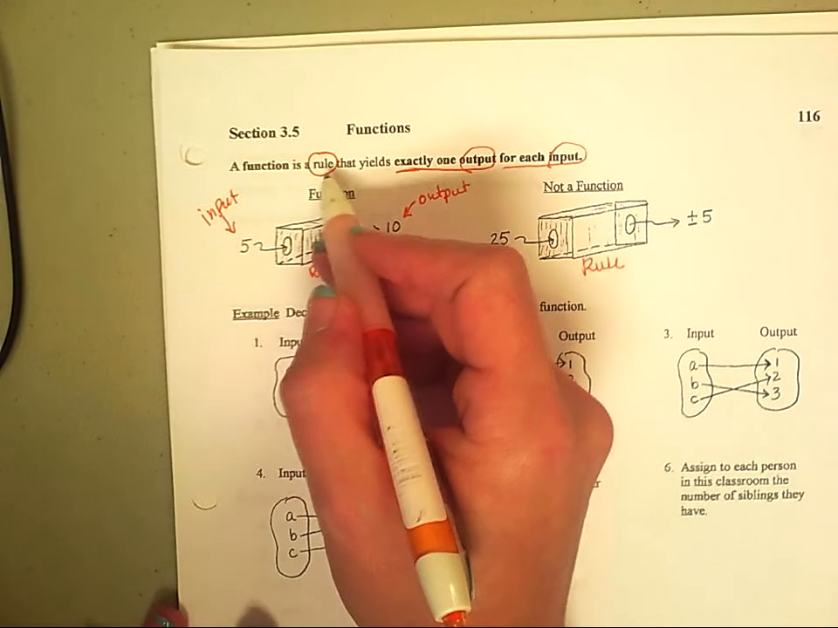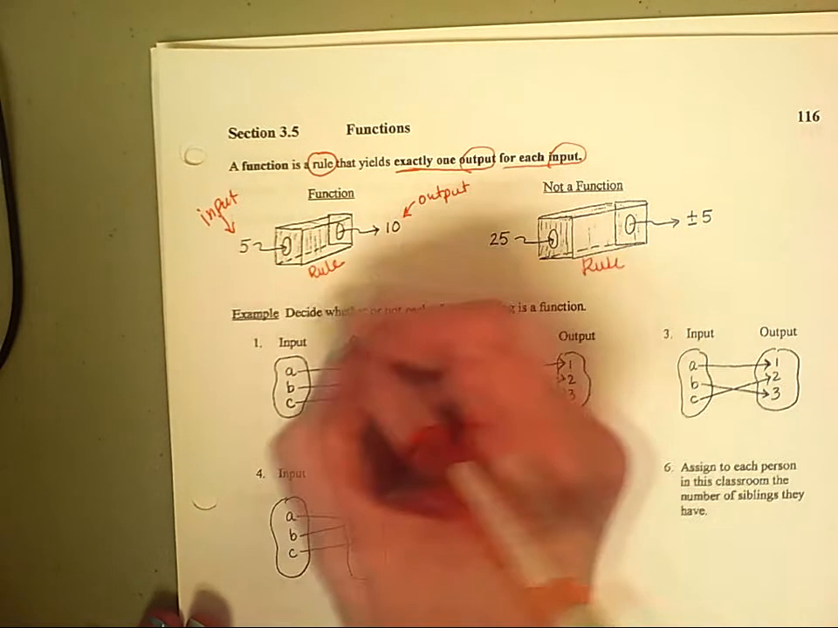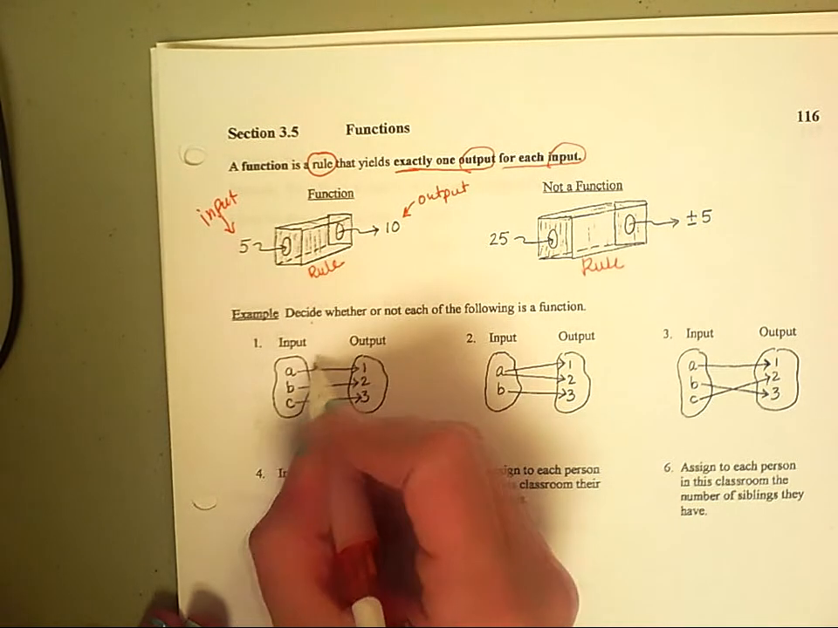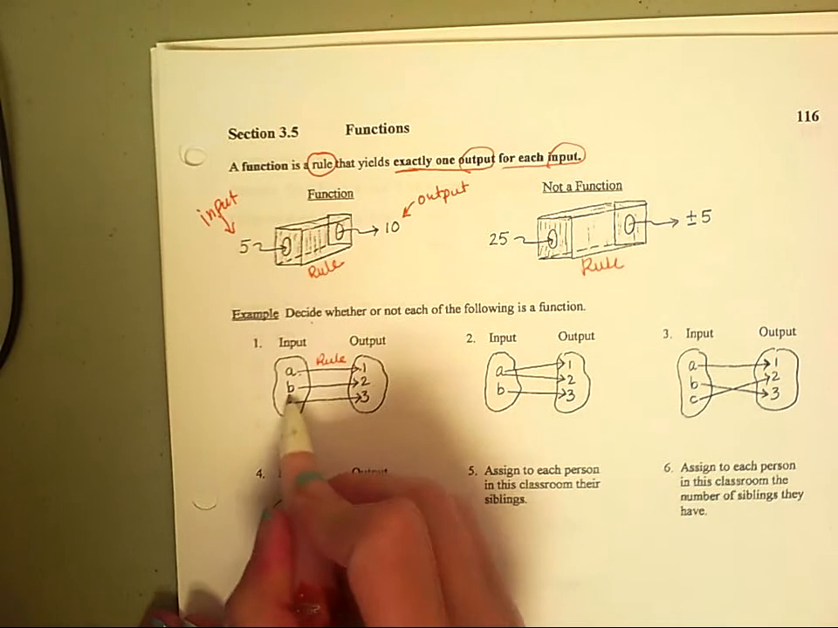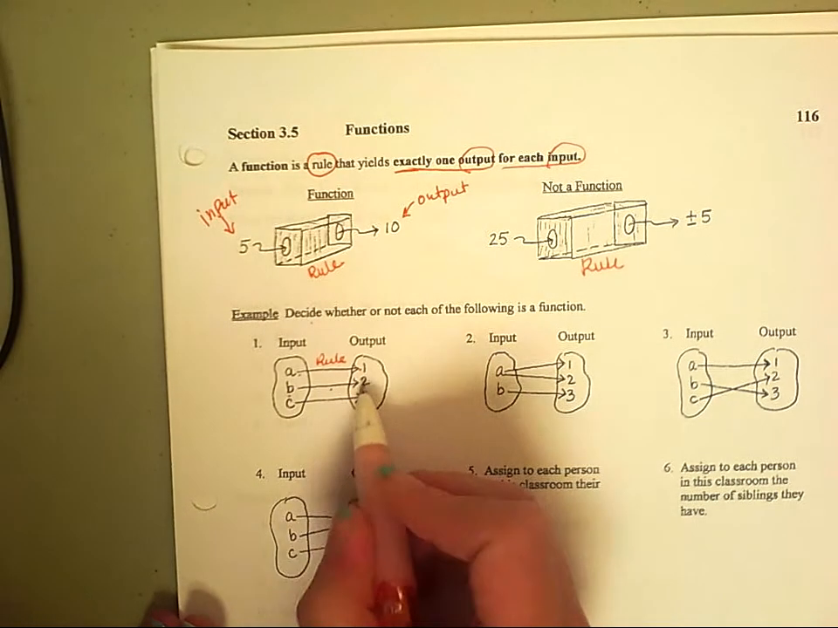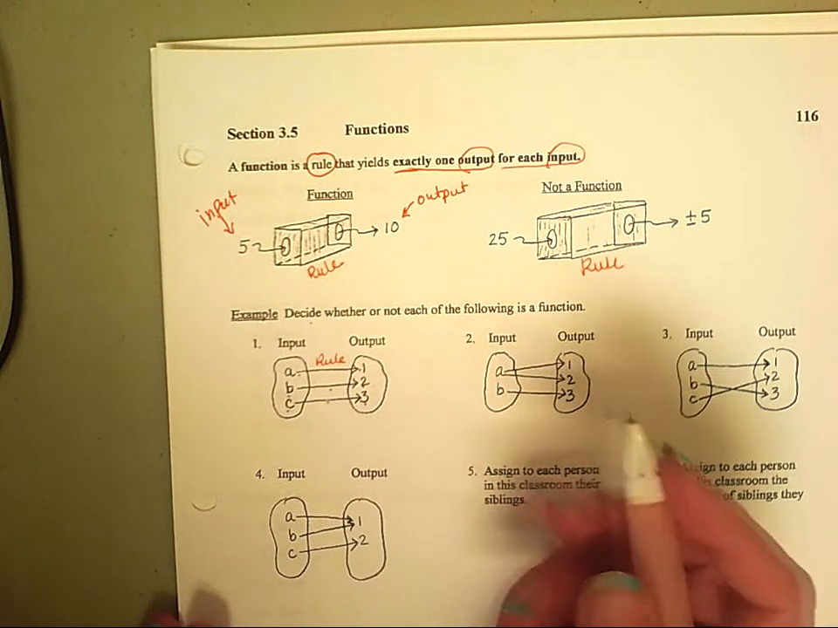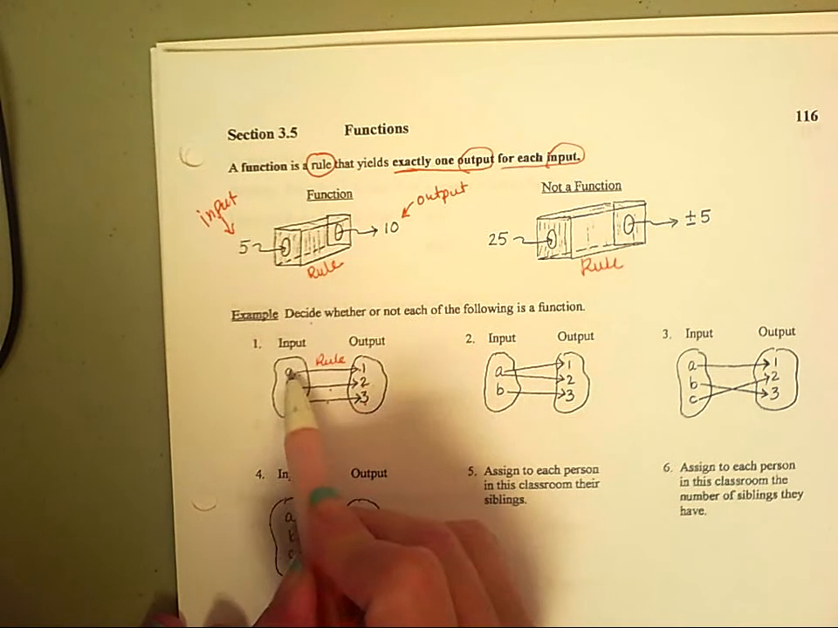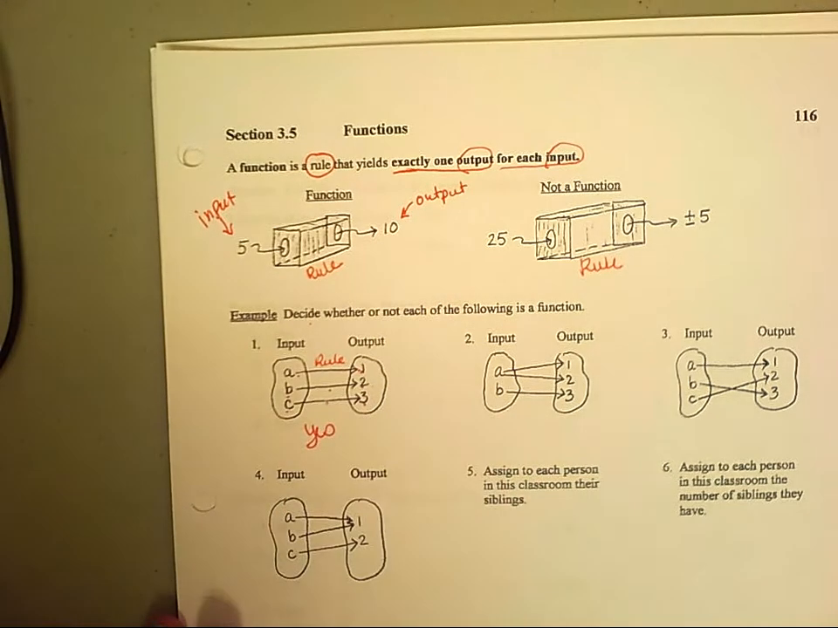Another thing that some people call a rule is it's also a map. A function is a map. By a map they mean this: if I put a in and it goes through the rule, what comes out is 1. If I put b in, it goes through the rule, what comes out is 2. If I put c in, what comes out is 3. So in this diagram, every input goes to one output. So yes, this is a function.